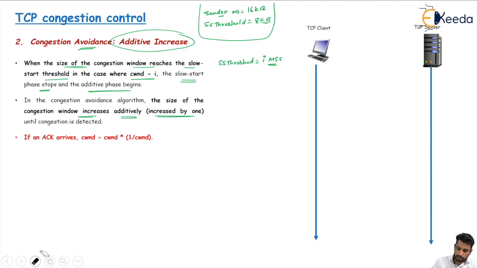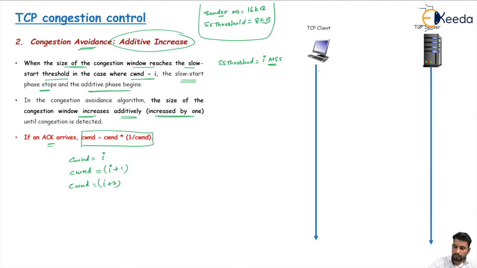After a successful arrival of an acknowledgement, the congestion window size is increased by 1 MSS. It means if the congestion window size at the threshold is equal to i, then next time the congestion window size is i plus 1 MSS, and the next time it is i plus 2 MSS. If this is the threshold here, last time the congestion window size was equal to 8.